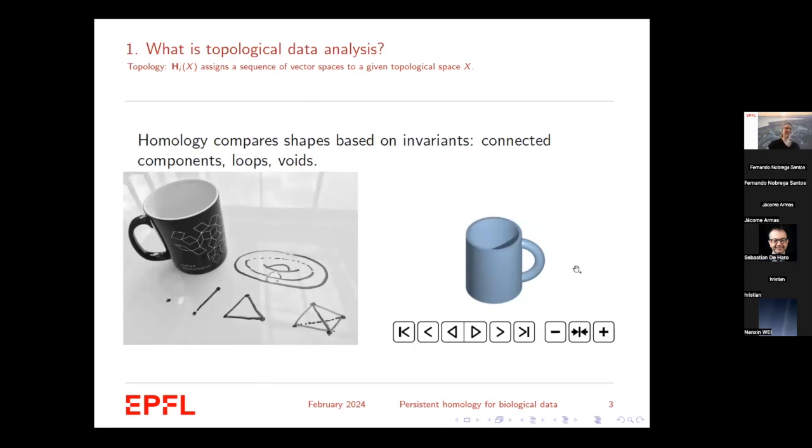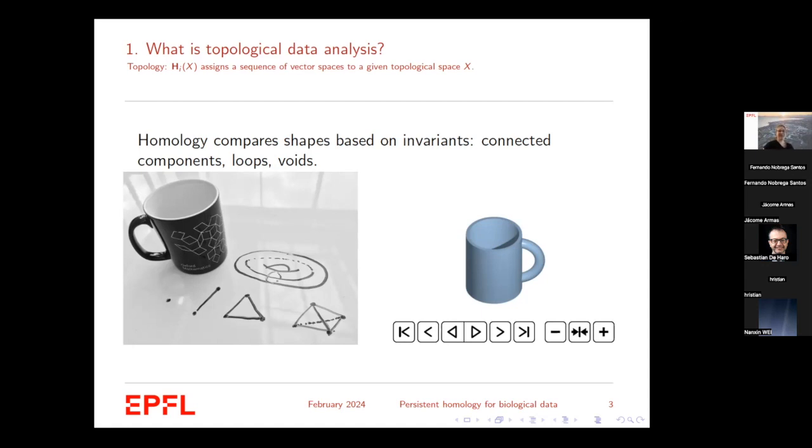So what is topological data analysis? This is where the methods that I use come from. Unsurprisingly, this is rooted in the mathematical field of topology, which studies shapes. In particular, it considers things that are invariant in shapes under deformation. So you're allowed to stretch and bend the shape, but you're not allowed to cut or glue.